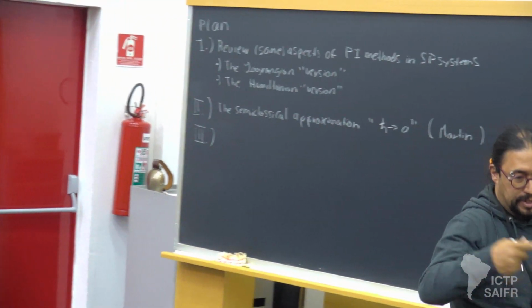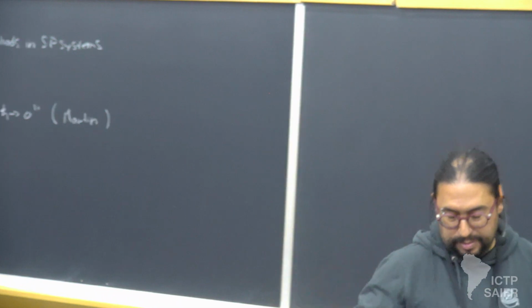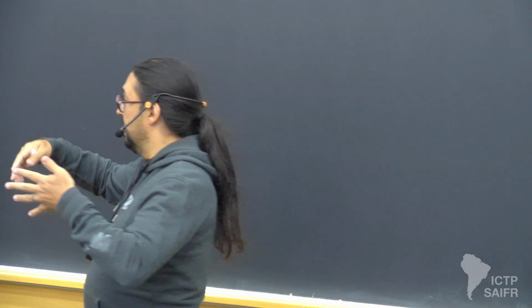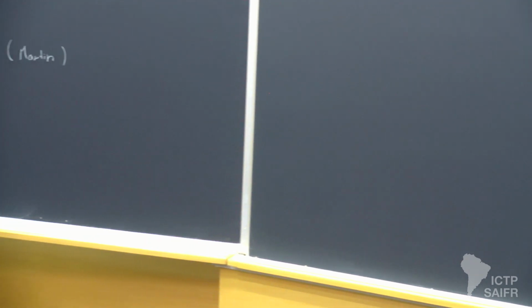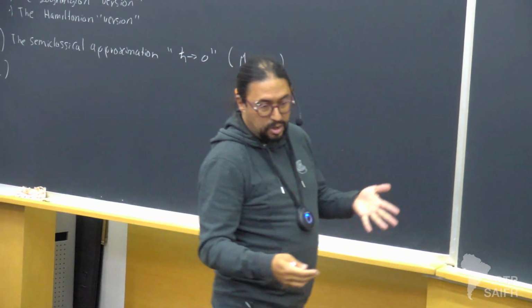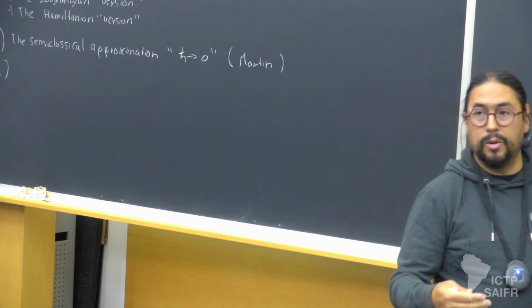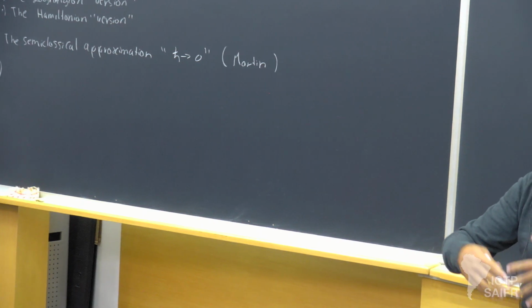And now we have our semi-classical approximation to the path integral. We will understand what is the semi-classical approximation in that sense. Now we will make the jump. We are going to introduce the basic concepts of how to describe interacting bosonic systems using path integral methods.